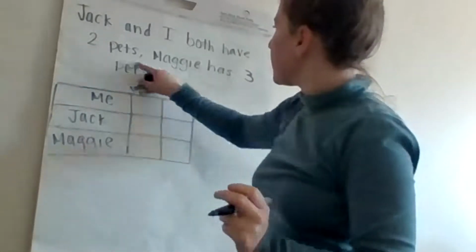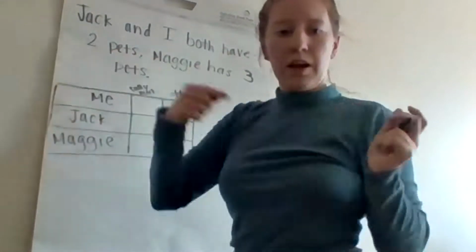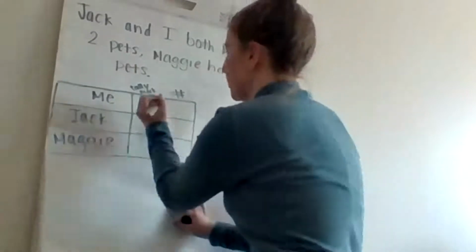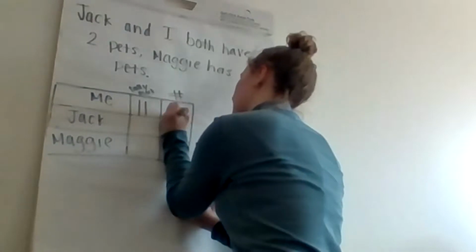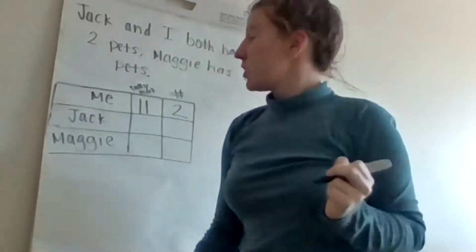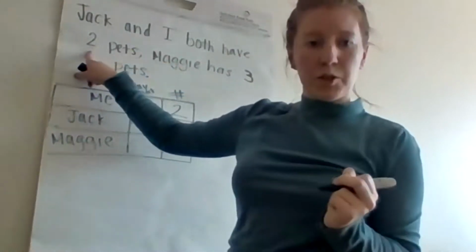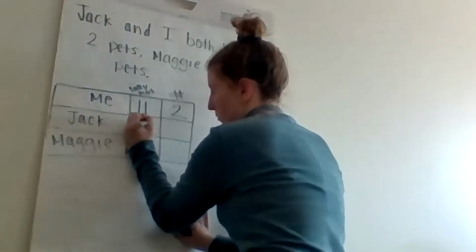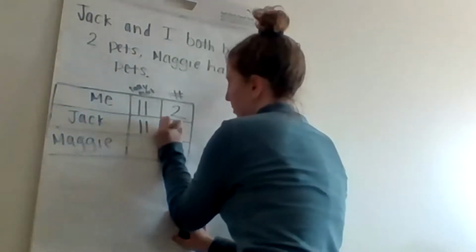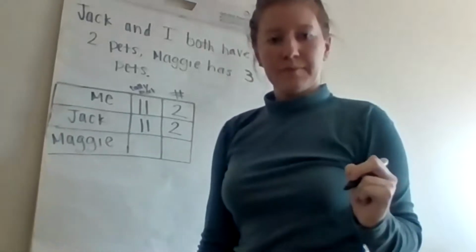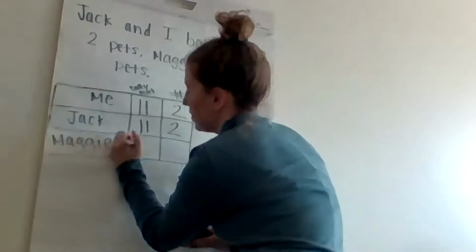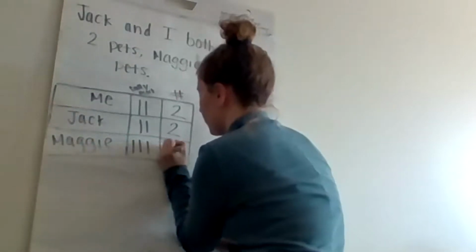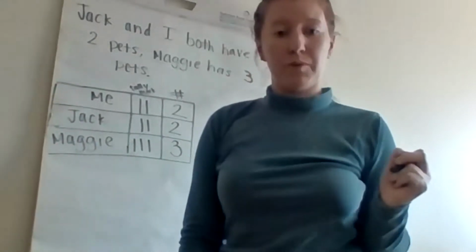So for me, let's see, if Jack and I both have 2, that means that I have 2. So I'm gonna do 2 here. There are my 2 tally marks. And then I'm gonna put the number 2 here. Jack also has 2 pets, so I'm gonna give him 2. And then I'm gonna write the number 2 here. Maggie has how many? 3. So I'm gonna put 3 tally marks, and then I'm gonna write the number 3 here.